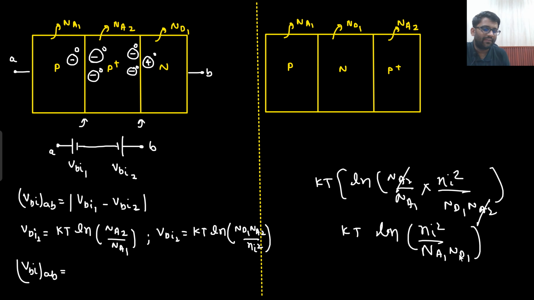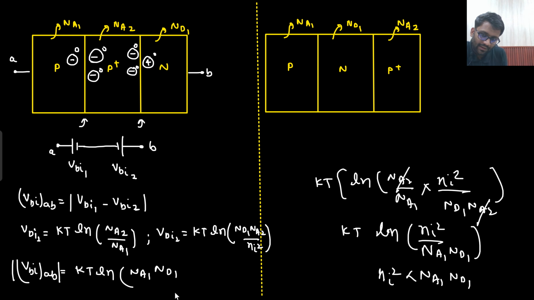But you know that Na1 Nd1 would be higher than Ni square, right? Basically, Ni square would be lesser than Na1 Nd1. But what I need to do is write down a positive value. So eventually, can I write down the answer as KT ln, if I am only talking about the magnitude, KT ln Na1 Nd1 divided by Ni square. Did you understand this point?